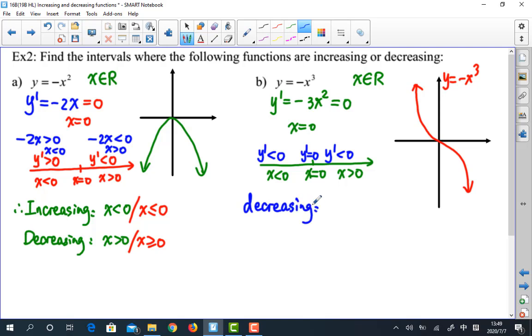And the decreasing interval can be written as x can be all real numbers. Because x equals 0 doesn't really affect the decreasing or increasing interval. You can include it. When you include it, you can just write out the decreasing interval as all real numbers. So this information is consistent with what we can see from the graph. So this graph is monotone decreasing.